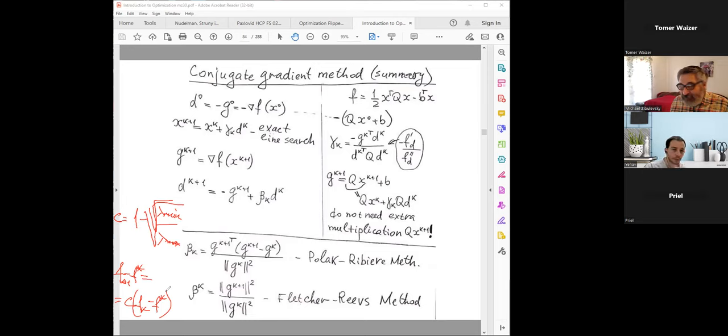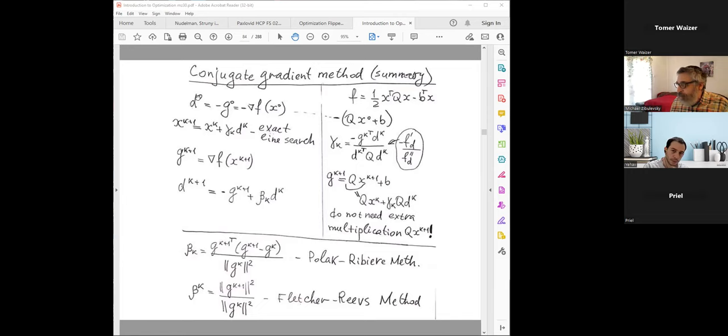Okay, thank you. And you said it's also good for non-quadratic functions, but most of our math was depending on Q, which is the very big part of the quadratic function. Okay, it's a good question. Let me remove this part, my drawings. If your function is general, you don't know anything about your Hessian.